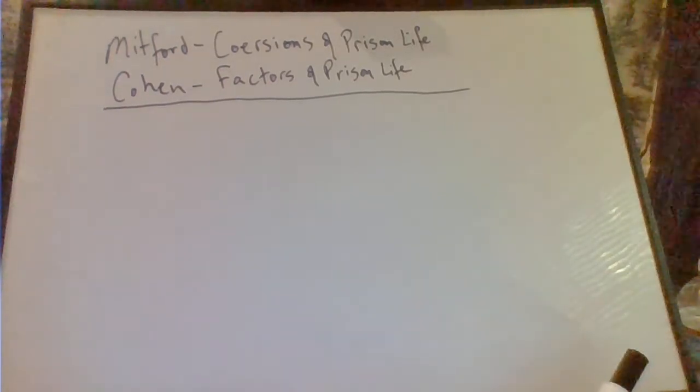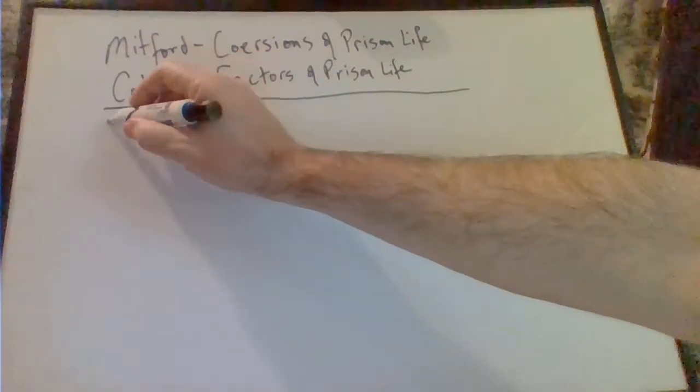Cohen, on the other hand, is going to say that what Mitford is calling coercion really isn't. These are simply factors that a prisoner has to deal with in their life, just like people in the outside world have certain factors that they have to deal with, things that they're going to consider and weigh in making a decision. But that doesn't mean that they're forced into the decision. It just means that they have certain things they're going to think about, just like anyone in the outside world would, before making the decision. So what are these 5 points? Well, first, the body of the prisoner is not under their own control.